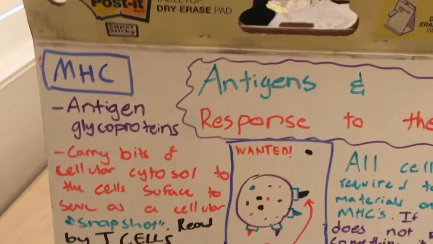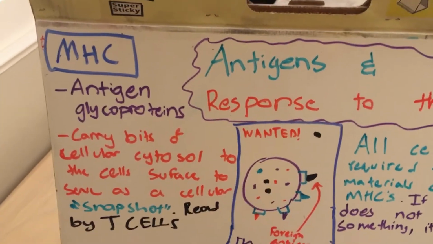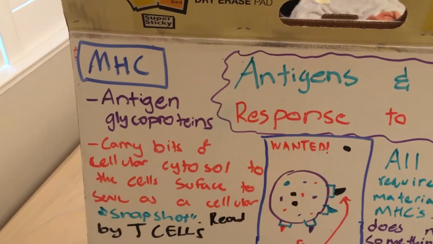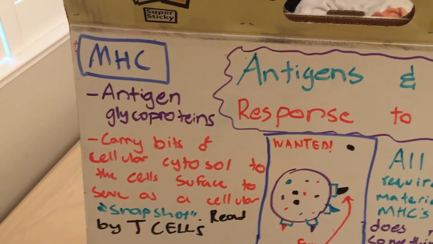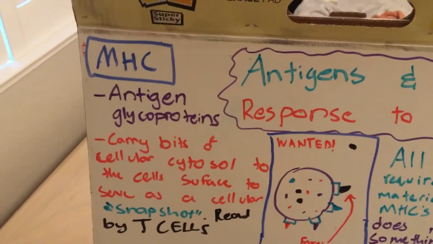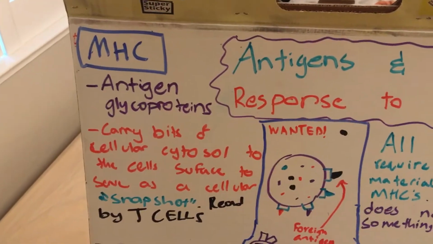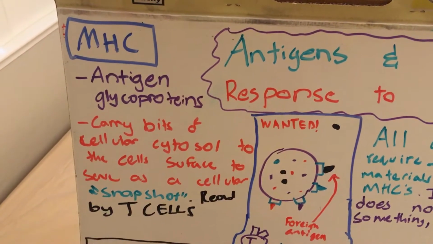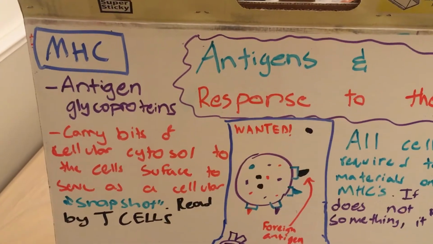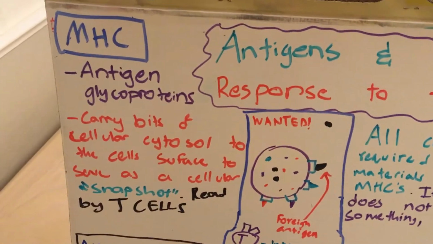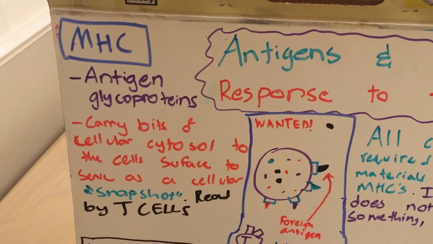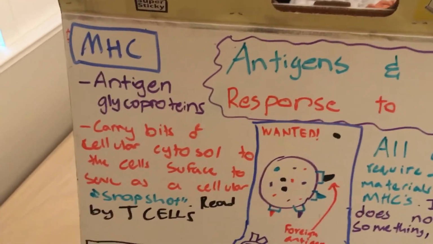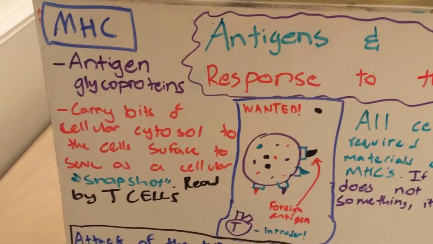So starting off with major histocompatibility proteins, or MHC. I know that sounds like THC, which a bunch of you are fond of, but it's not related, I promise. These are antigen glycoproteins, which basically carry bits of cellular cytosol to the cell surface and serve as a cellular snapshot. This is read by T cells. It's basically like a window to look inside what is going on in a cell.